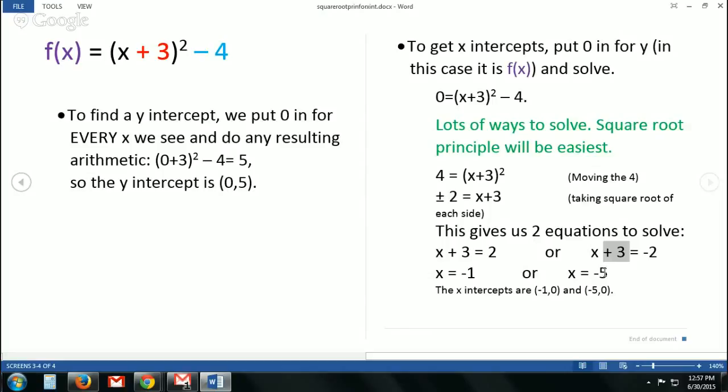Now, these are the solutions for x, but if they are x-intercepts, the y value of an x-intercept is always 0. Remember, that's what we substituted for y back at the start of the problem. So our 2 x-intercepts are (negative 1, 0) and (negative 5, 0). That's where we're crossing the x-axis.